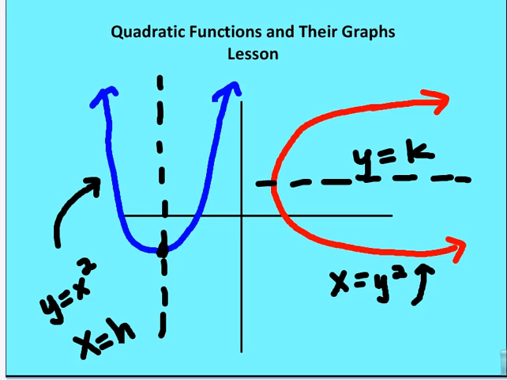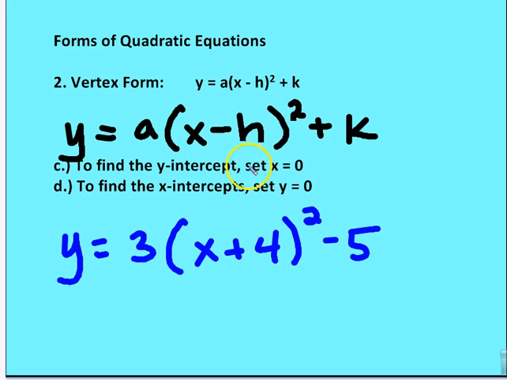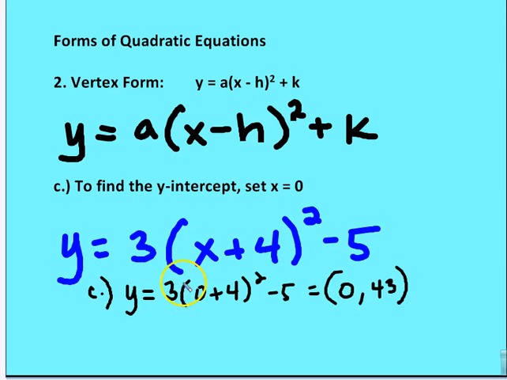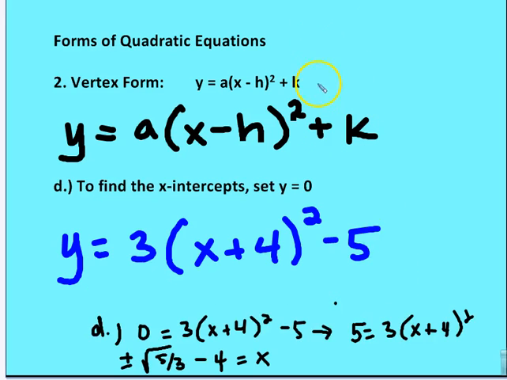Using that information, now we need to find the y- and x-intercepts. To find the y-intercept, we set x equal to 0. For the x-intercept, we set y equal to 0. Setting x equal to 0, y = 3(4)² - 5, and our y-intercept is (0, 43). To find the x-intercept, we set y equal to 0 and solve 3(x + 4)² - 5 = 0. This is the process of taking square roots, which we use instead of completing the square in order to solve for x. x = -4 plus or minus the square root of 5/3.